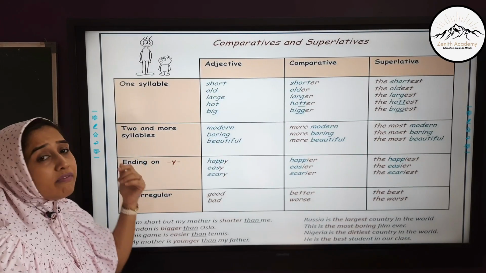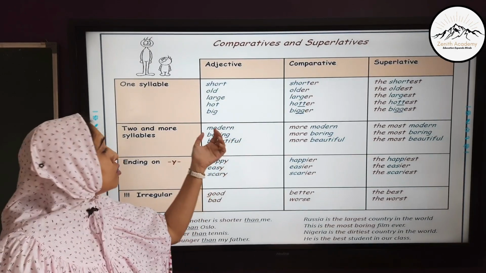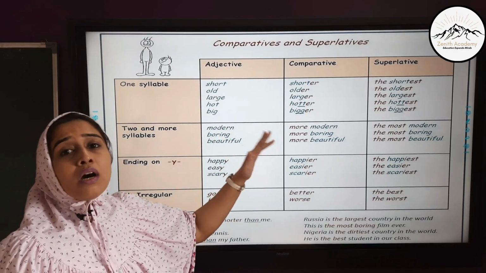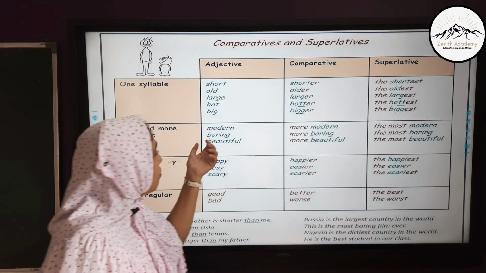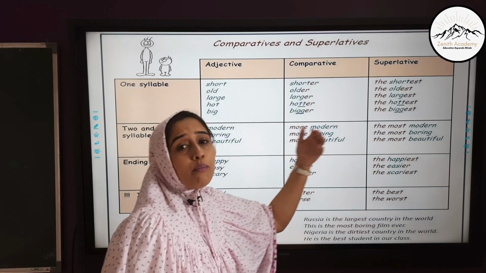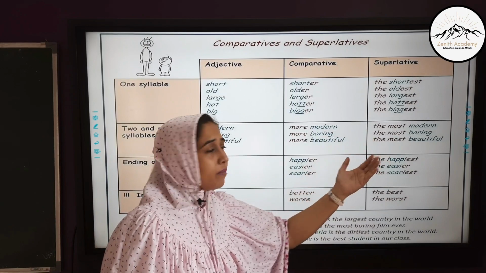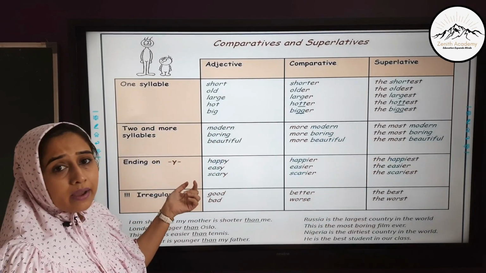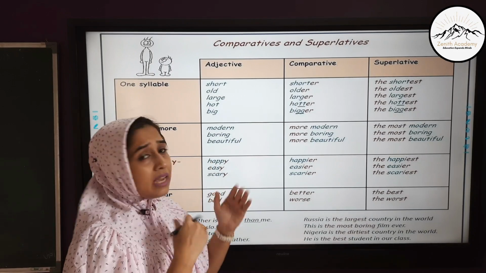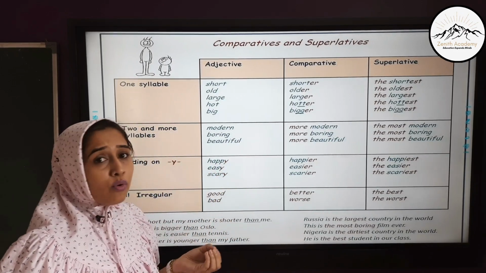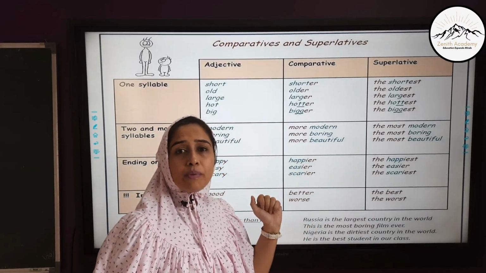Then two syllable means when you are saying a word which has two sounds like modern. So these words will not have moderner or modernest. It will become more modern, most modern. Boring will become more boring, the most boring. Beautiful, more beautiful, most beautiful. Ending on Y. Now this Y will not stay, but the Y will get removed and IER, happy, happier and happiest will become the superlative form.